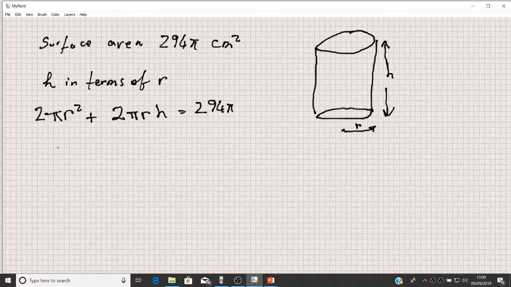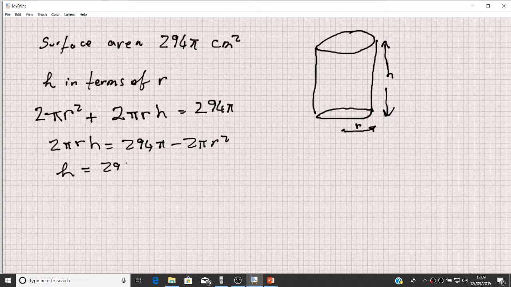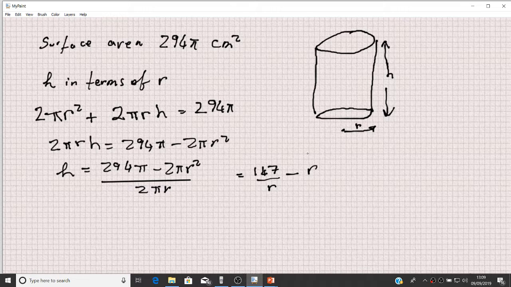So we'll rearrange this. We have 2 pi r times h equals 294 pi minus 2 pi r squared. And I'll divide out by the 2 pi r, giving me h in terms of r. So 294 pi minus 2 pi r squared, all divided by 2 pi r. And that will simplify down, and that gives us 147 over r minus r. So there's h in terms of r.